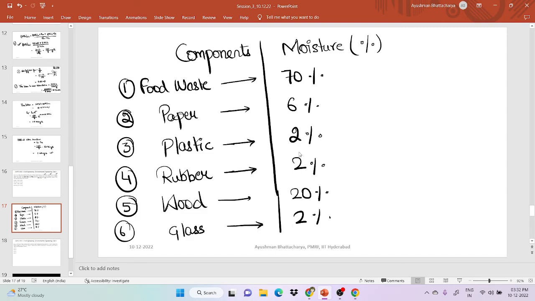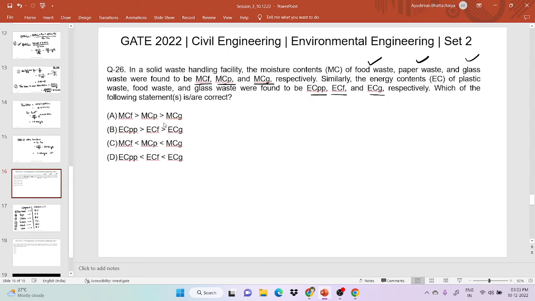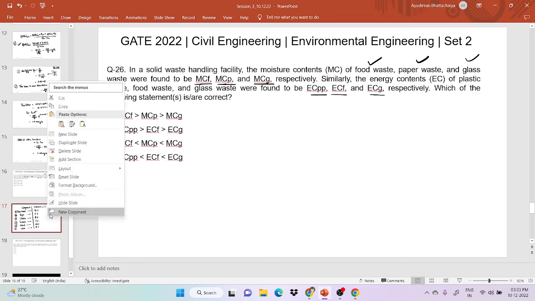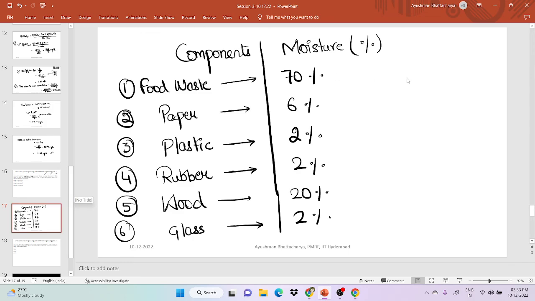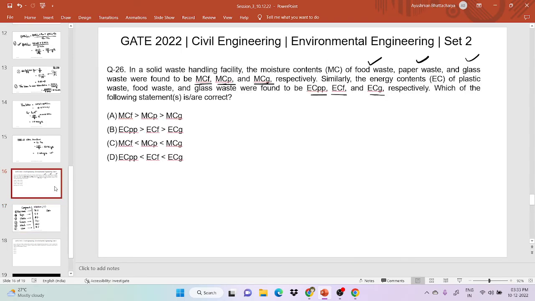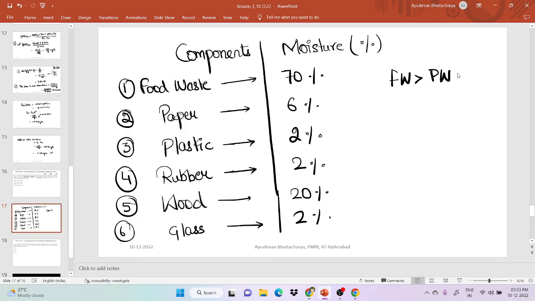So now knowing the moisture content, we can first of all see which is the correct option. Based on the moisture content, if you look, the food waste is higher, followed by paper waste, which the question also talks about, then glass. Okay.